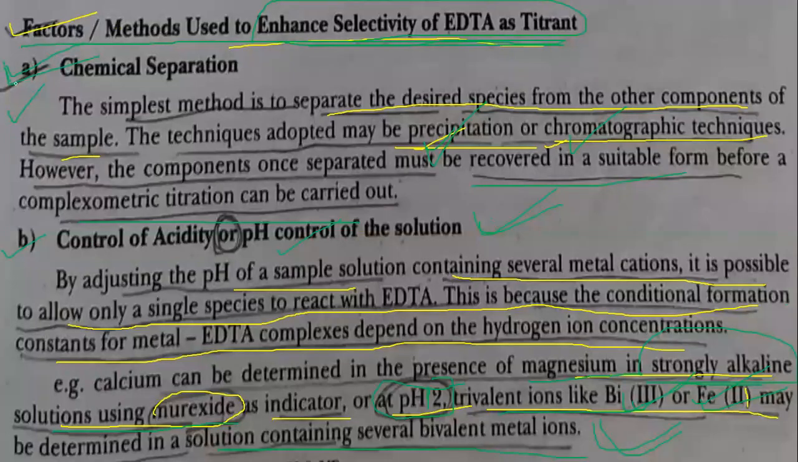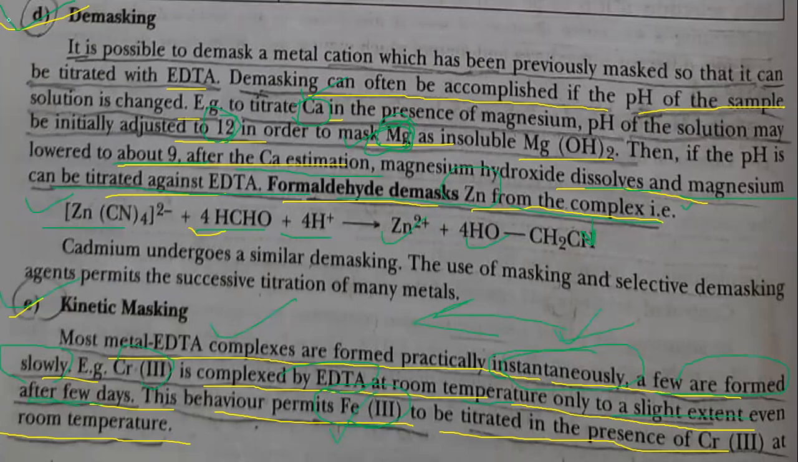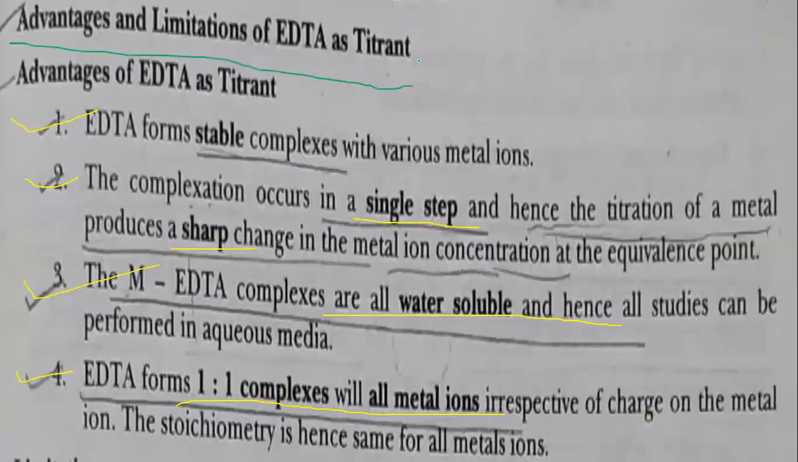Okay, so these are the five methods by which we can increase the selectivity. First is chemical separation, second is control of pH, third is the use of masking agent, then demasking agent, then kinetic masking. All these are the methods by which we can increase the selectivity of EDTA as a titrant.